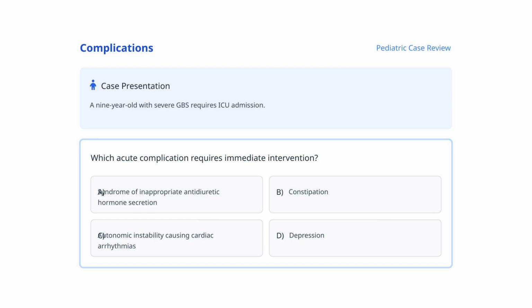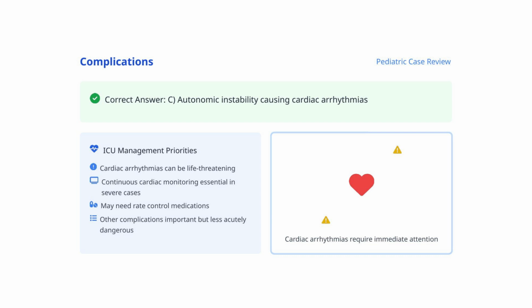A 9-year-old with severe Guillain-Barré syndrome requires intensive care unit admission. Which acute complication requires immediate intervention? Is it A, syndrome of inappropriate antidiuretic hormone secretion, B, constipation, C, autonomic instability causing cardiac arrhythmias, or D, depression? The correct answer is C, autonomic instability causing cardiac arrhythmias.